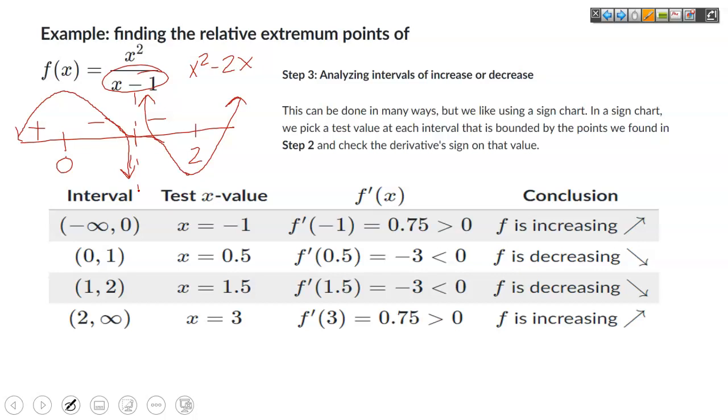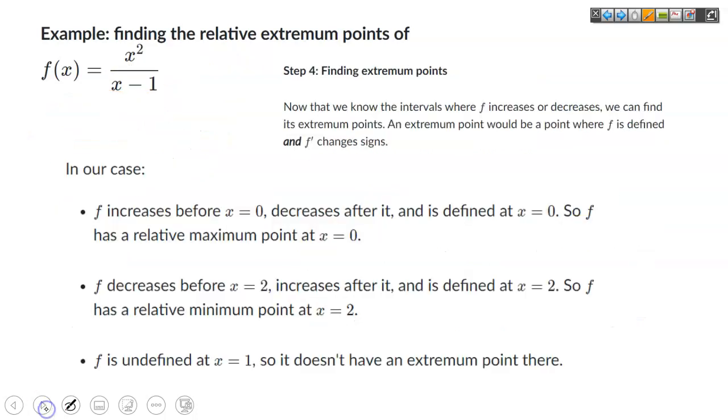So again, that's interpreting the graph and taking into account all those points. Since f increases before 0, it decreases after 0, and after 2, it increases. So that's the numerical. f is undefined at x equals 1. That's what we just talked about. It's that vertical asymptote, so it can't have an extrema.